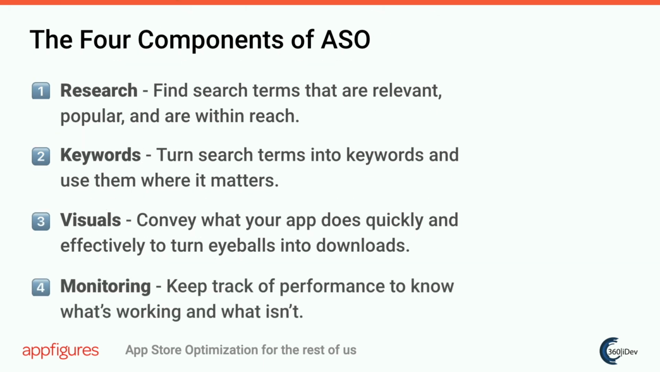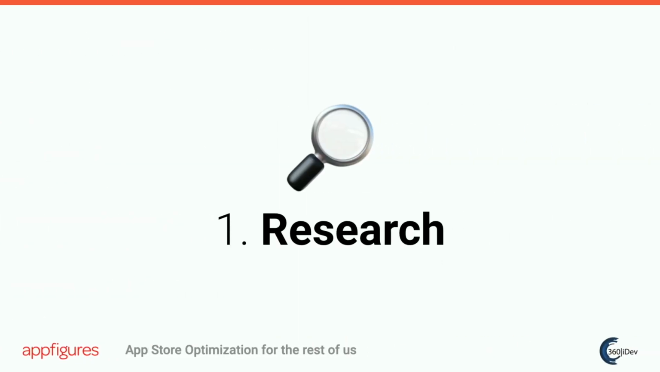And then last but not least, we're going to talk about monitoring, which is a critical part of App Store optimization that a lot of people forget about. A lot of people just do 1, 2, and 3 and forget to look, just hope that it will work. And it may, but it probably won't. So you have to keep an eye on it. And we'll talk about how to do that and what the most important metrics are to keep an eye on. So we'll start with research.